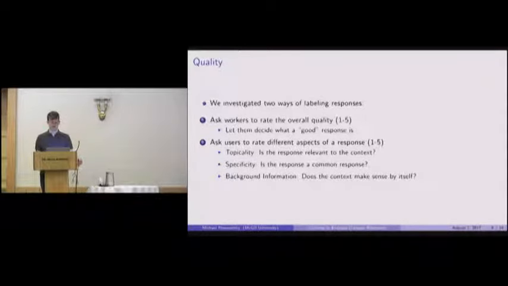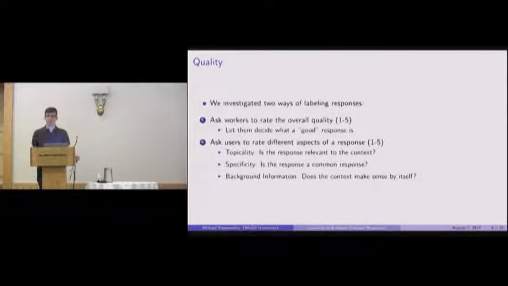So instead, we can ask the raters to rate different aspects of a response. We consider 3 aspects here, and this is by no means an exhaustive list, but we think they were relevant to the task of dialogue response evaluation. So the first one, and probably the one most people would think of, is topicality. Is the response relevant to the context? Are we talking about the same topic?